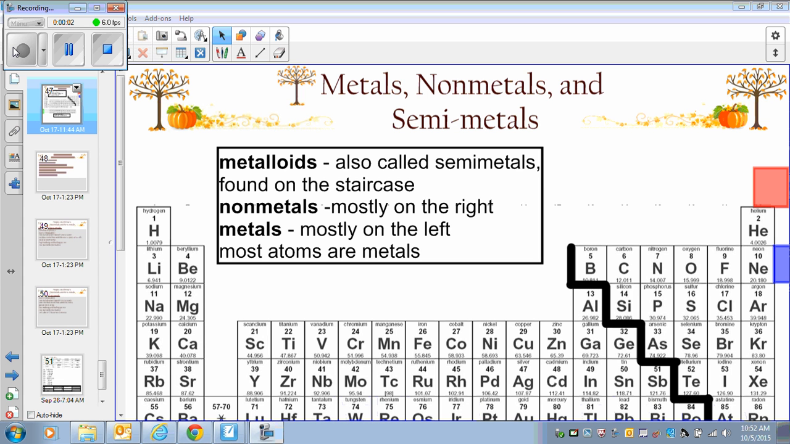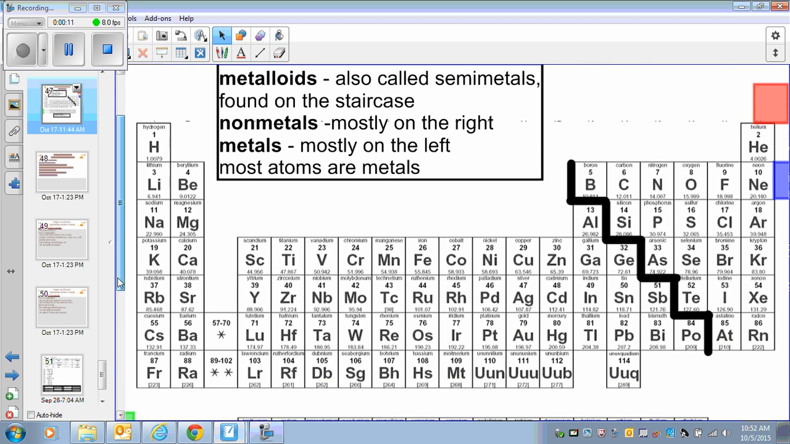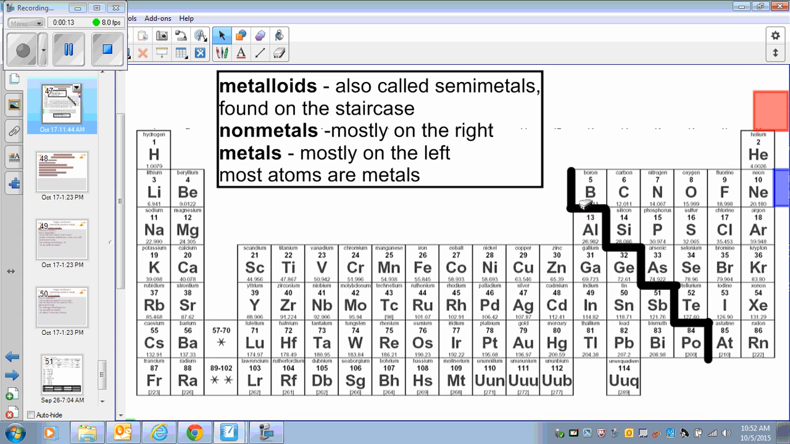Hi everybody. In this video we will learn about metals and nonmetals. As you look at the periodic table, it is divided into mainly two groups. You see a diagonal staircase here, this line that divides the periodic table into different sections.